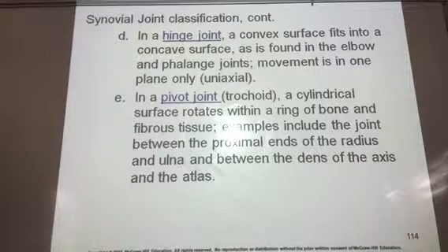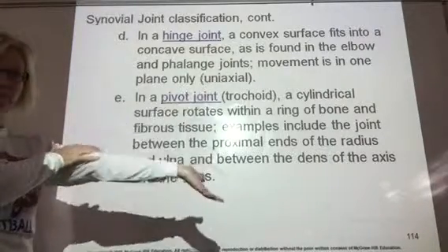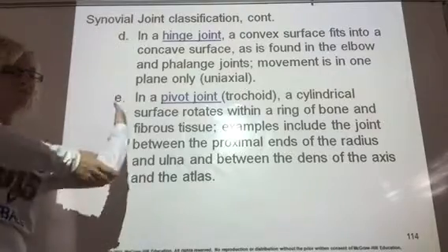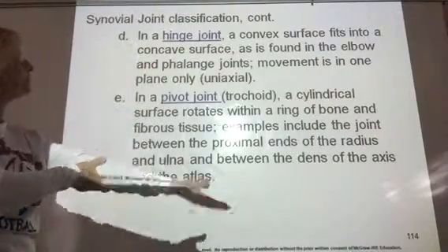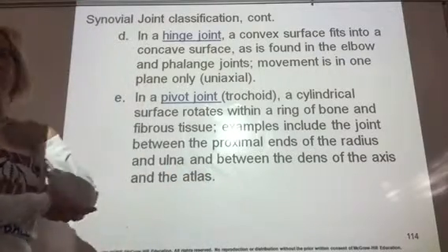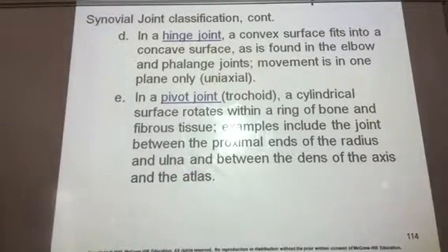Hinge joint, it basically goes forward and backwards as the only direction, and that would be like at your elbow. I can't rotate without turning my entire arm, so a hinge joint just simply goes back and forth like a hinge on a door.